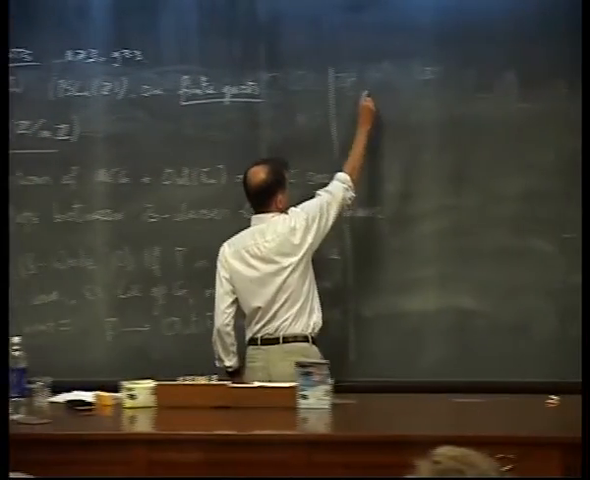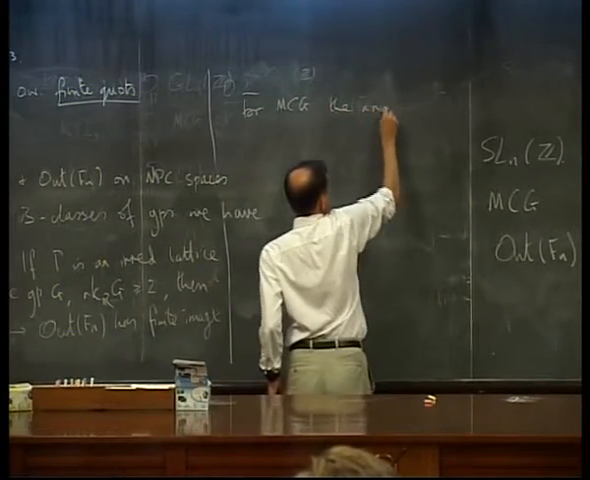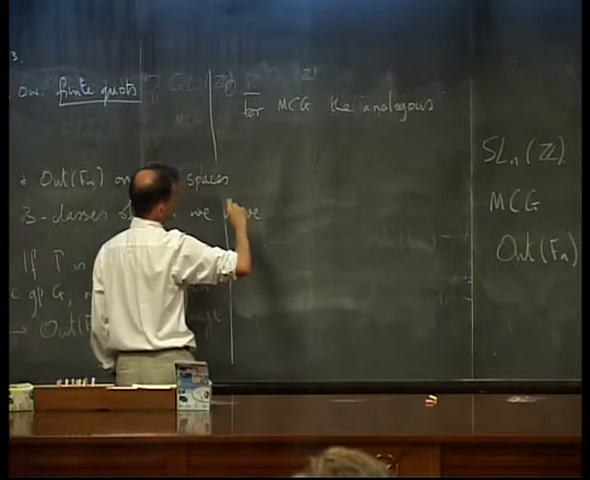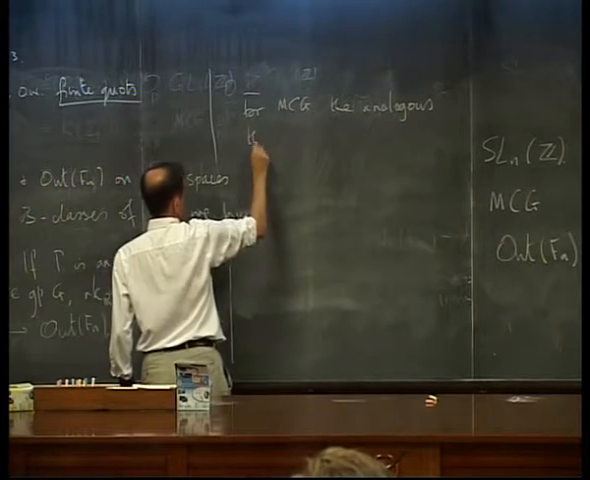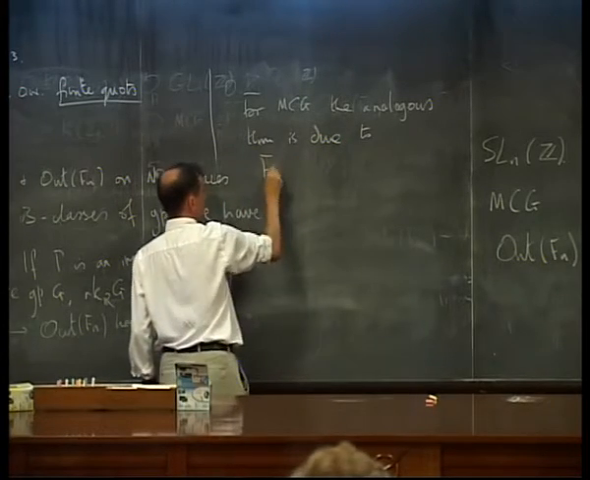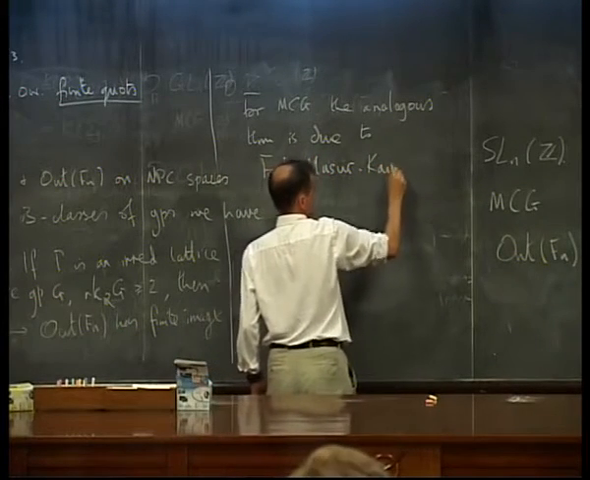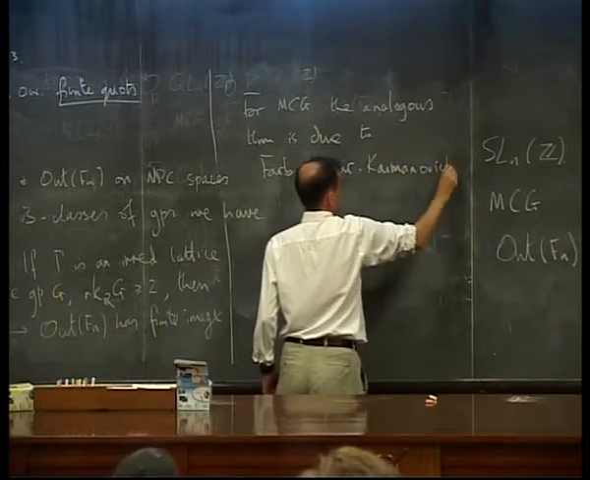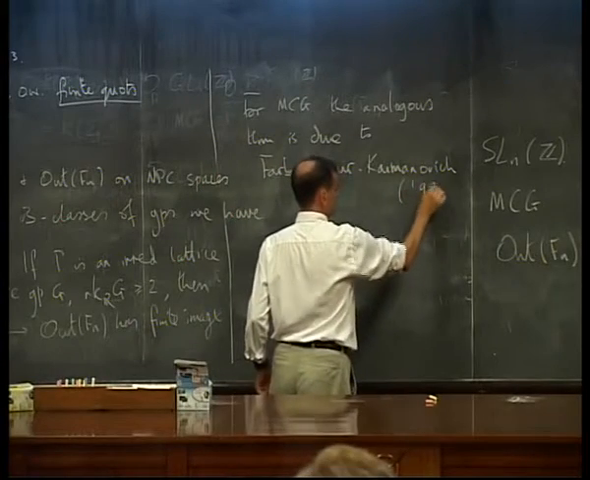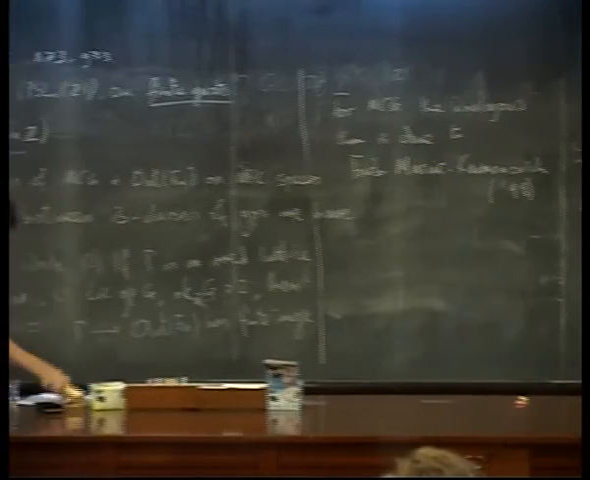I should say for mapping class groups, there is an exactly analogous theorem. Higher rank lattices can't act on surfaces. The analogous theorem is actually in a paper of Farb and Masur, but it relies on earlier work of Masur and Kaimanovich. And there are various other proofs of it, which I'm going to mention, and that goes back to '98. Okay, so that's where we want to go.